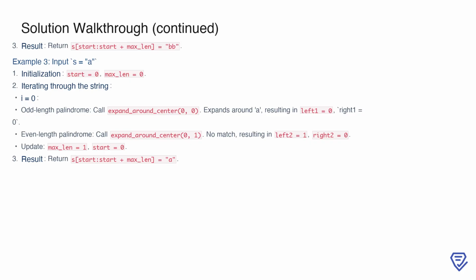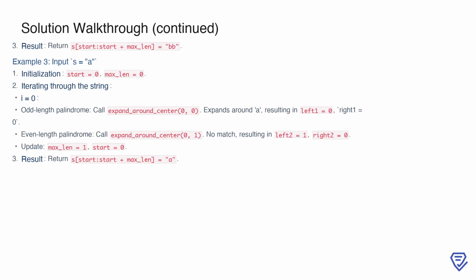Finally, let's consider the third example where the input string is s equals a. Since the string contains only one character, we initialize start equals 0 and max_len equals 0. For i equals 0, the odd-length check with expand_around_center(0, 0) expands around a, resulting in left1 equals 0 and right1 equals 0.